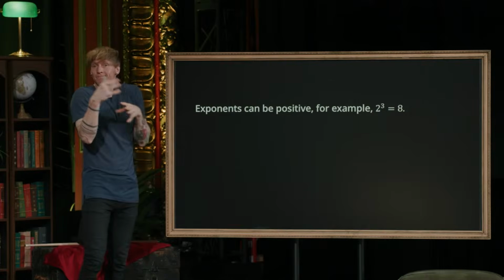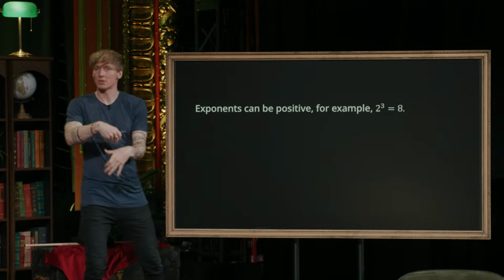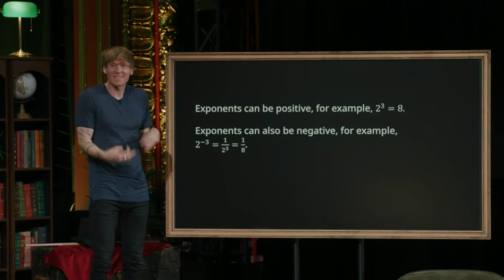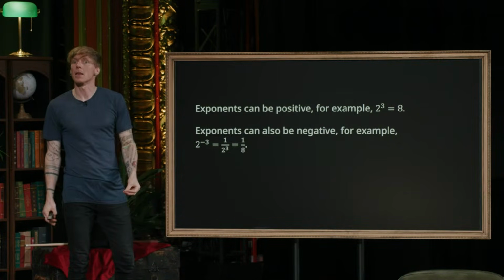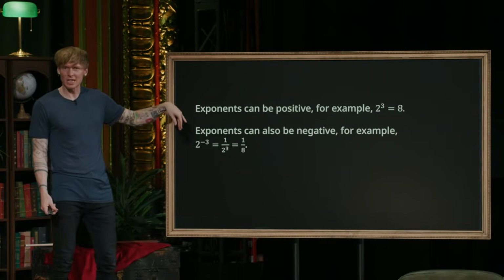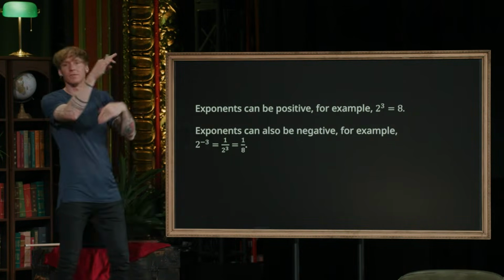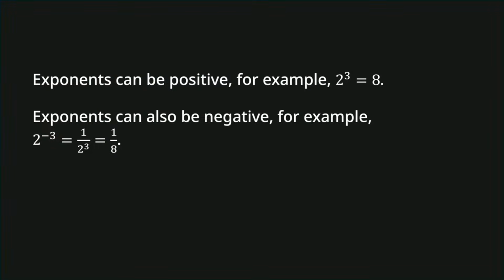Exponents can be positive, as we've seen. For example, 2 cubed, which means 2 times 2 times 2, would give us 8. But they can also be negative. If we have a negative exponent, that is telling us that we are dividing by that number. So 2 to the power of minus 3 just means we do 1 divided by 2 cubed. Then 2 cubed we expand and calculate as before. 2 cubed is 8, so 1 over 2 cubed is 1 over 8, or 1/8.